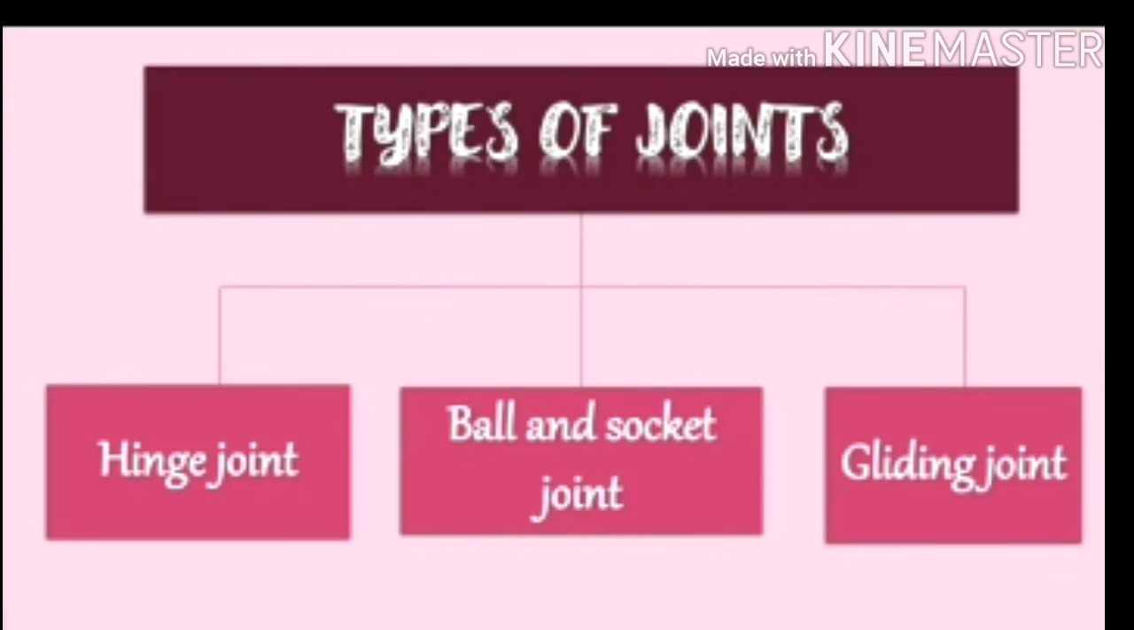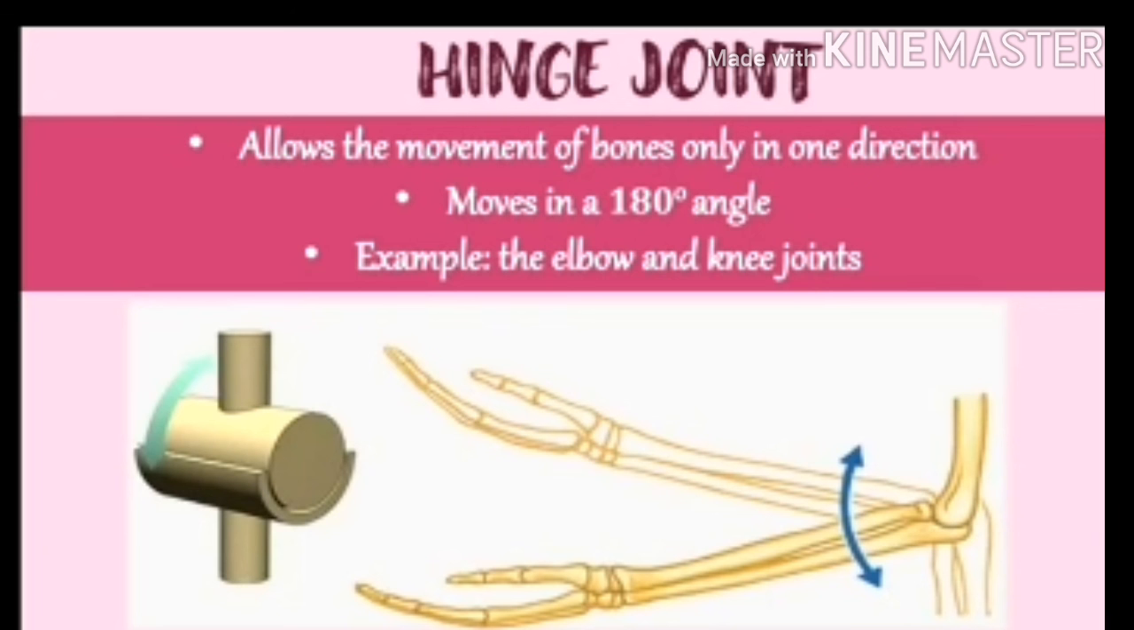There are three types of movable joints, that is hinge joint, ball and socket joint and gliding joint. These are the types of movable joints. Now let's see one by one. The first movable joint is the hinge joint. This type of joint allows the movement of bones only in one direction. It moves in a 180 degree angle.